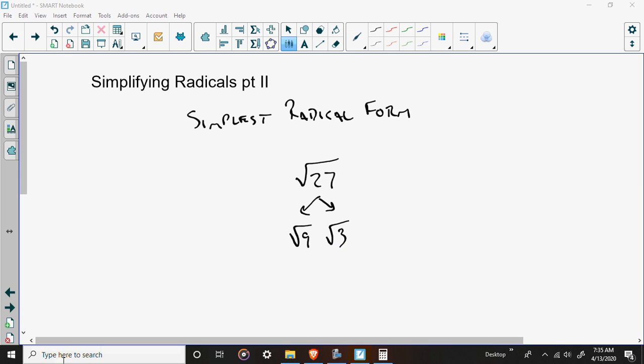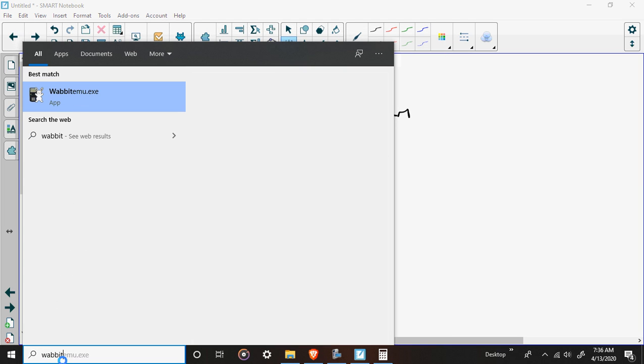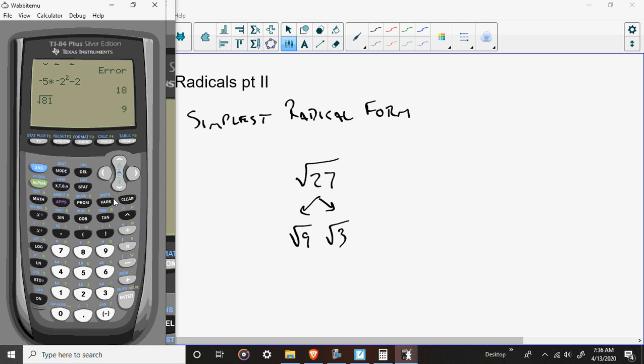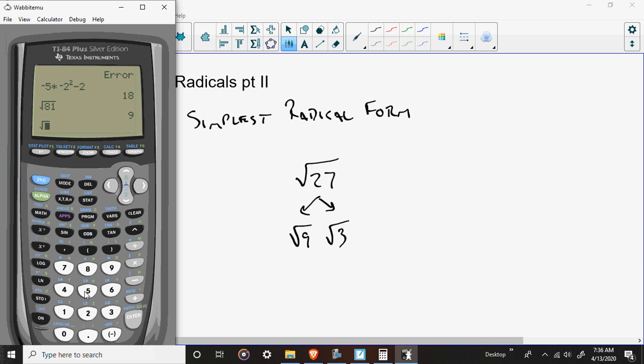If I did radical 27, it is this number. And if I do radical 3 times radical 9, they do get the same thing. It is the same thing. So this is a legal move. You are allowed to do this.